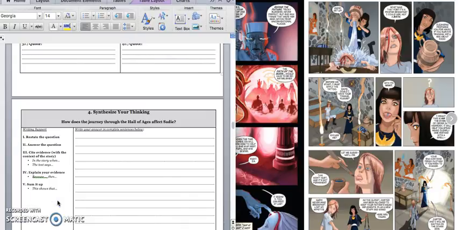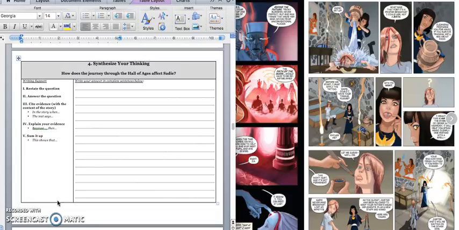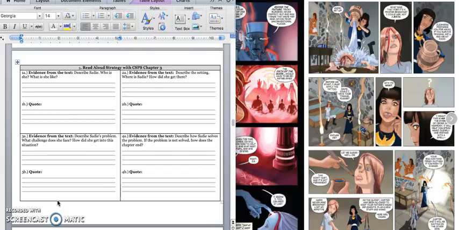And for the paragraph, it says, how does the journey through the Hall of Ages affect Sadie? All right, and you can talk about what Sadie learned from Iskandar in box 3 and how they both responded in box 4.